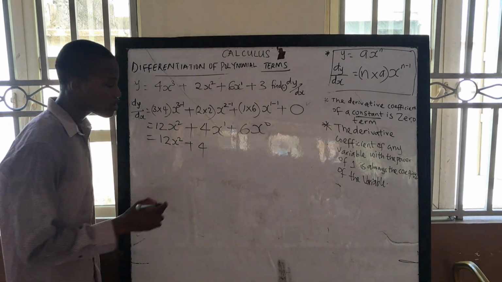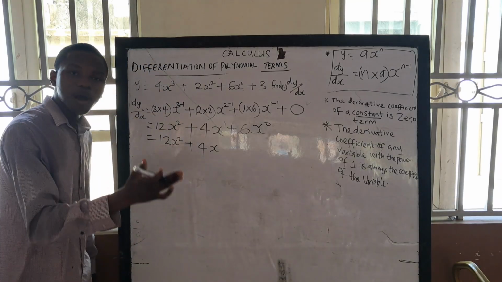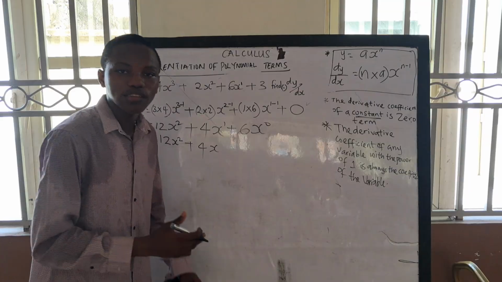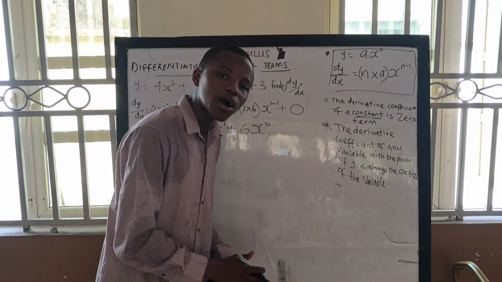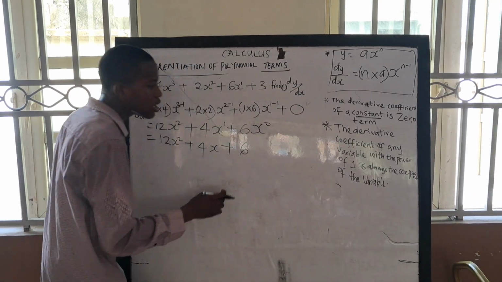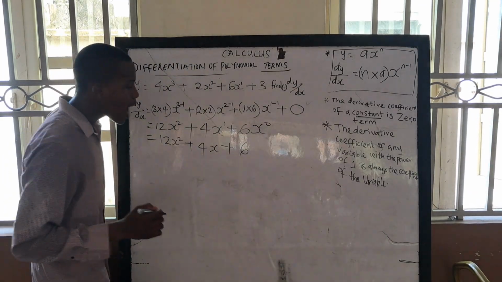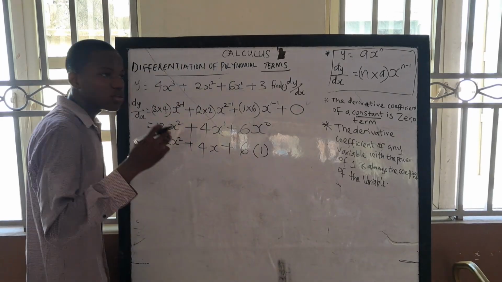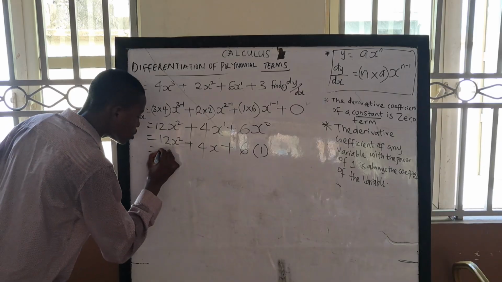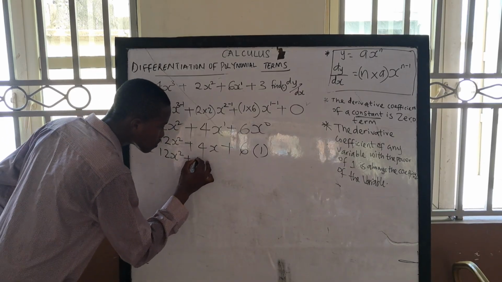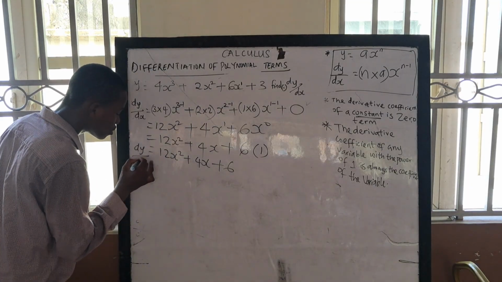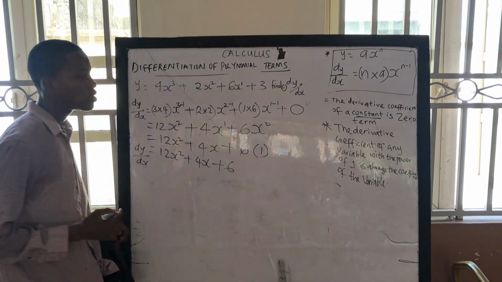X raised to the power 1 is what? X. Recall, 2 raised to the power 1 is what? 2. 3 raised to the power 1 is 3. 4 raised to the power 1 is 4. So x raised to the power 1 is x. Plus 6. X raised to the power 0 is what? 1. Right? 2 raised to the power 0 is 1. 3 raised to the power 0 is 1. 4 raised to the power 0 is 1. So I'm having 12x squared plus 4x plus 6. So my dy dx is 12x squared plus 4x plus 6.